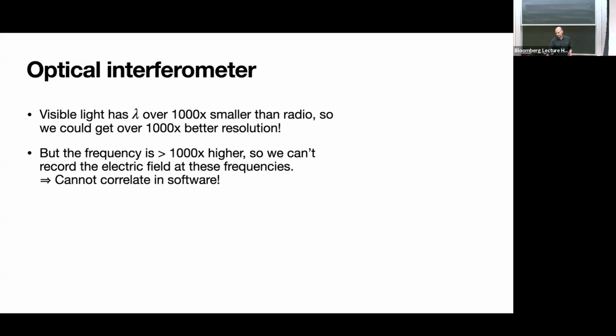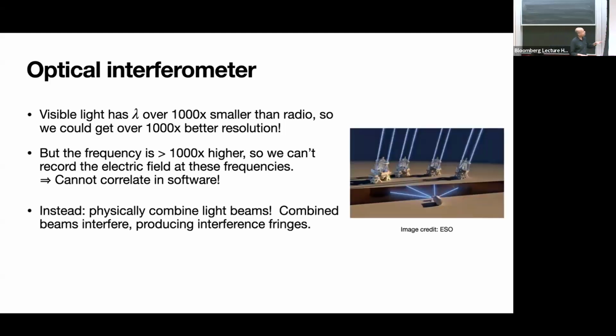And so instead, a different method is used. For these optical interferometers, we have multiple telescopes, and then we actually physically combine the light beams from these different telescopes. These combined light beams interfere with each other, producing interference fringes. And the contrast of those fringes measures the exact same visibility measured by a radio interferometer. So we get the exact same Fourier transform of the sky.